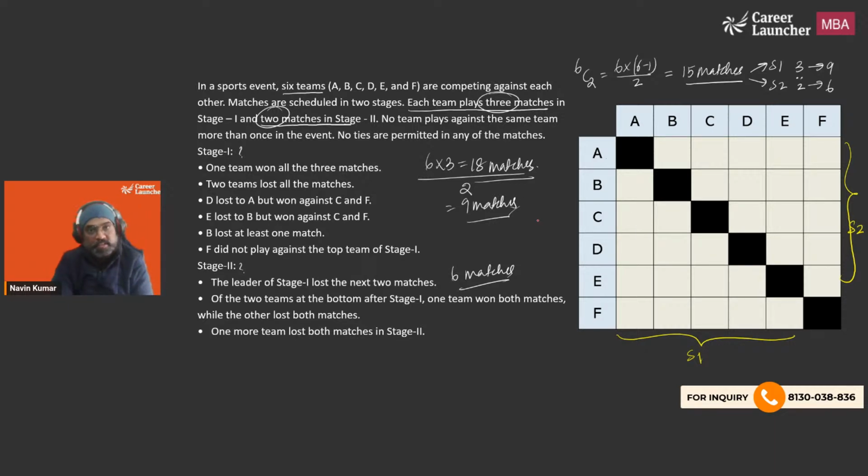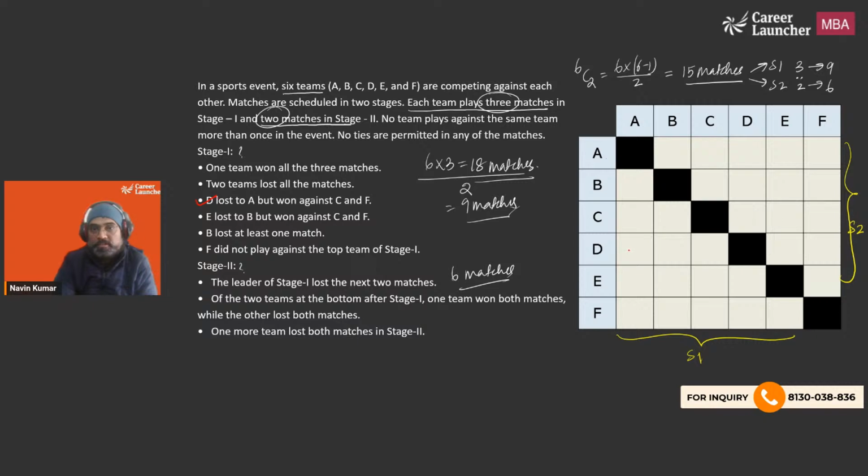Let's read the conditions and fill this matrix, and see how much we are able to fill it up. So one team won all the 3 matches. We have no idea which. Right now we are trying to fill this lower triangle. One team won all the matches. Who is that team? We have no idea. 2 teams lost all the matches. Which are those 2 teams? We have no idea. Next, it says D lost to A, but won against C and F.